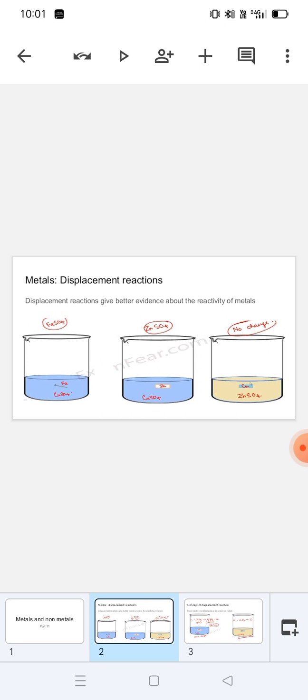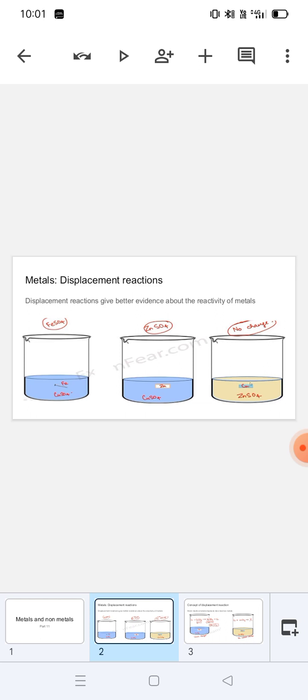So the first beaker contains copper sulfate solution with iron metal. In the second beaker, copper sulfate solution with zinc metal. In the third beaker, zinc sulfate solution with copper metal. So now what we are going to observe is whether any change is going to take place in the color or something.